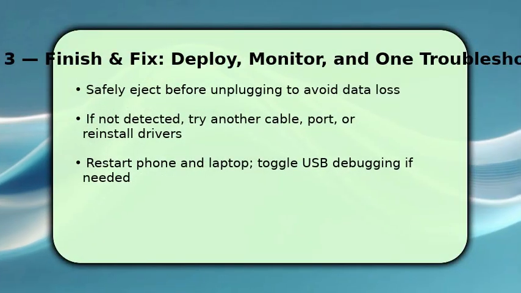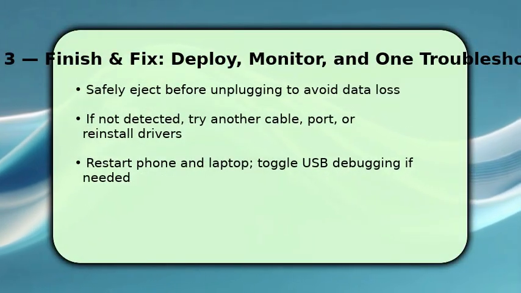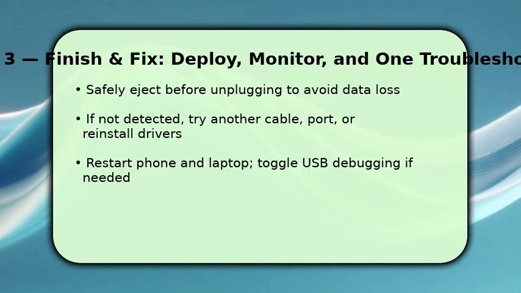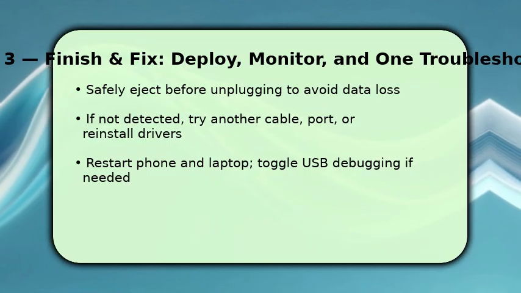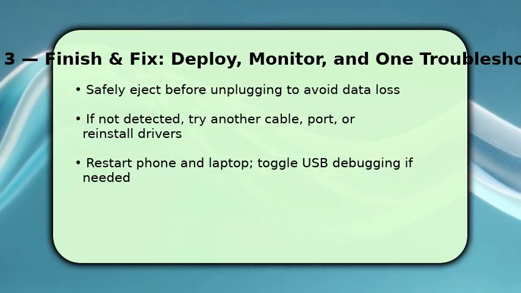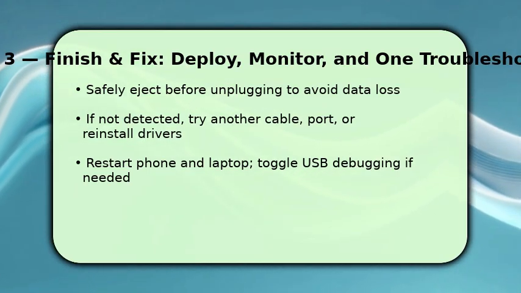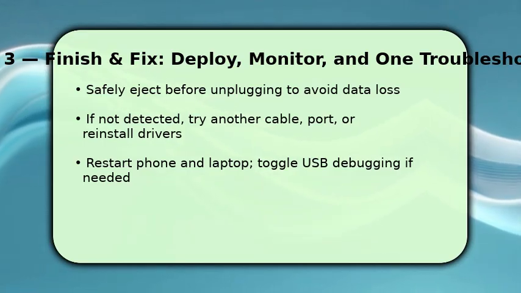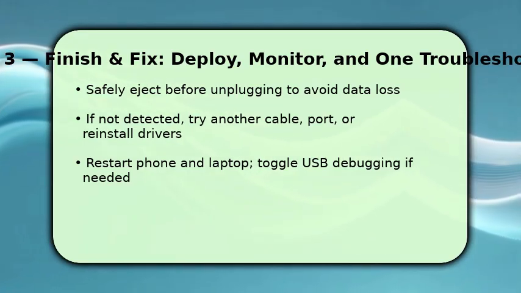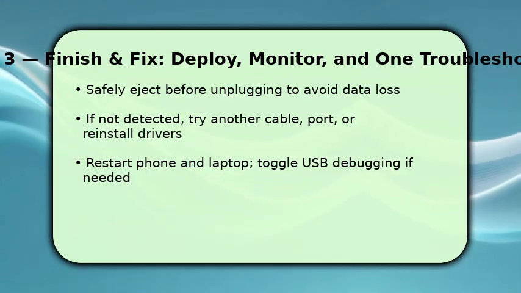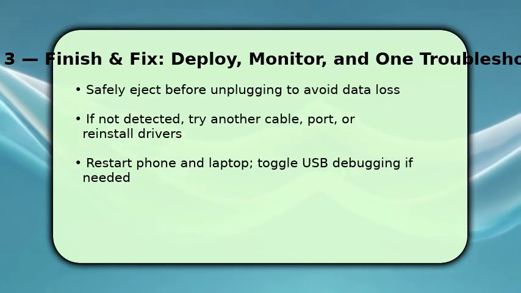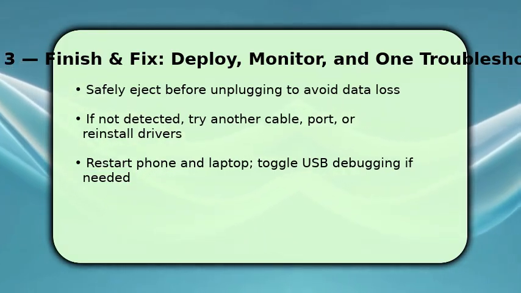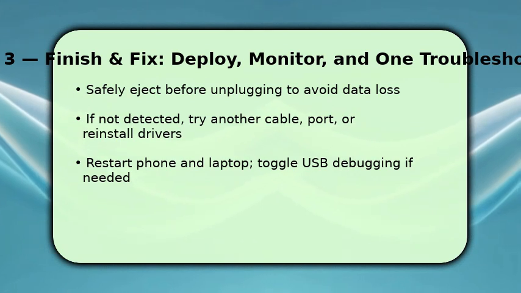To finish, transfer your files or run the needed actions, then safely eject the phone from the laptop to prevent corruption. If the device does not appear, try a different USB cable or port, then reinstall the MTP or Huawei drivers. Often that fixes recognition. As a quick reset, restart both phone and laptop and toggle USB debugging off and on. If one key tip helps, always try another cable first. Most connection problems come from faulty cords.